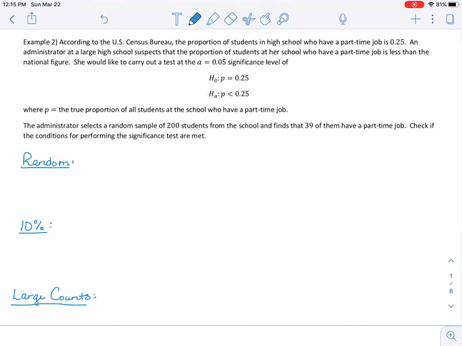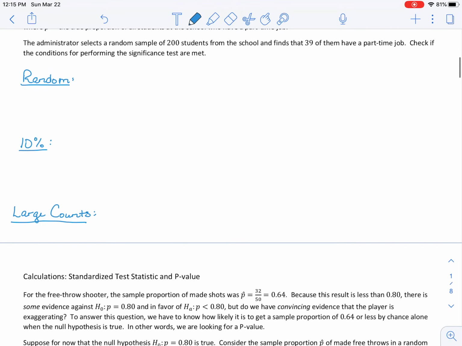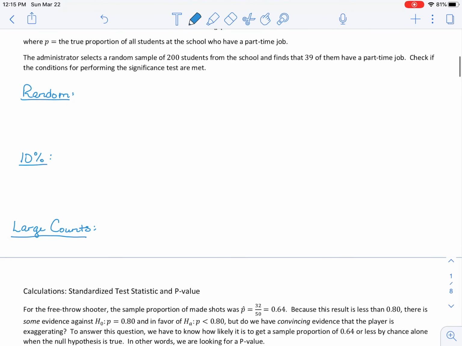So she selects a random sample of 200 students from the school, finds that 39 of them have a part-time job. We're going to check the conditions for this hypothesis test. So the random condition, I can see here that she selects a random sample of 200 students. So that's what I'm just going to note.